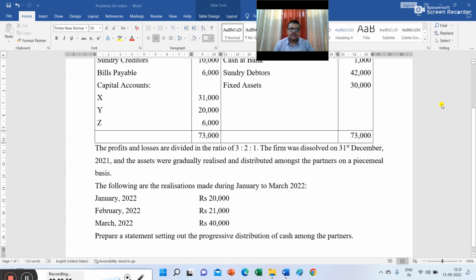The profits and losses are divided in the ratio of 3:2:1. The firm was dissolved on 31st December 2021, and the assets were gradually realized and distributed amongst the partners on a piecemeal basis. The following are the realizations made during January to March 2022. In January 2022, rupees 20,000, February 2022, rupees 21,000 and March 2022, rupees 40,000. Prepare a statement setting out the progressive distribution of cash among the partners.